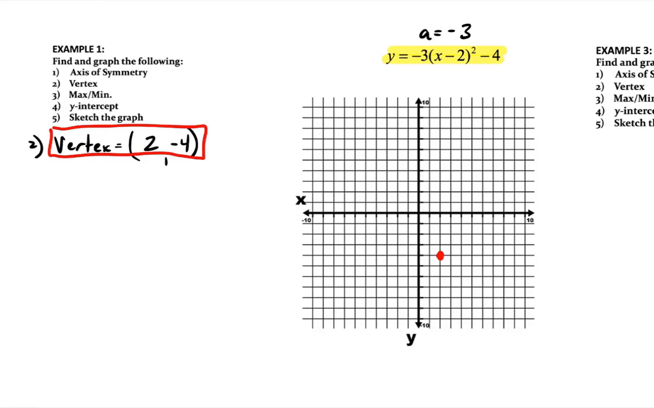Okay. So now I'm going to go back to number 1, where they originally asked me to do the axis of symmetry. Now I can go back, and that part's pretty easy because axis of symmetry is always going to be what was x for the vertex, which was 2 in this case. Okay. That's my mirror line.